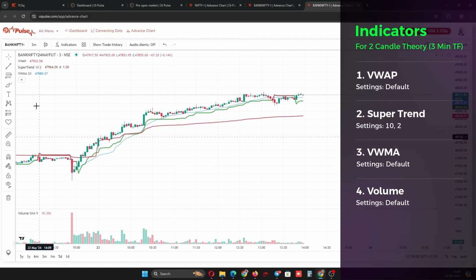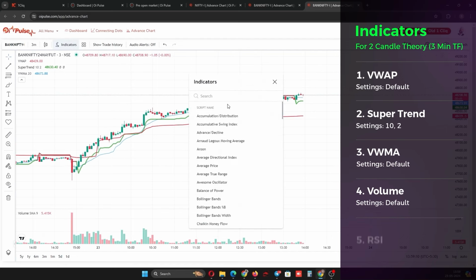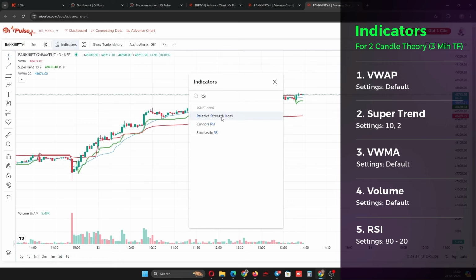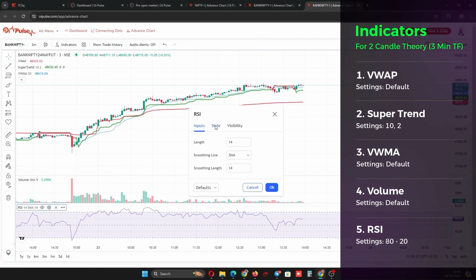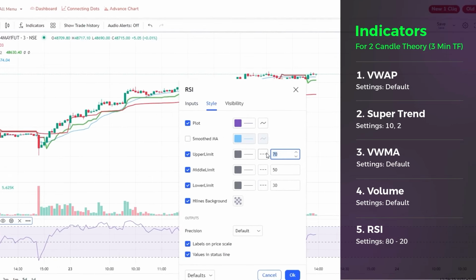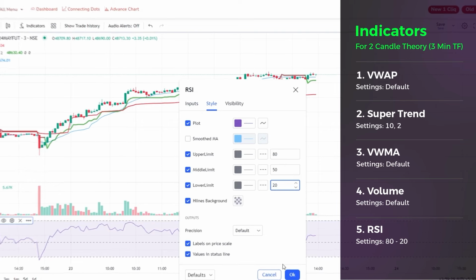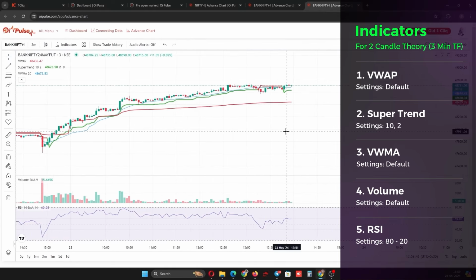We will add the next indicator, that is RSI. In RSI, for the overbought zone and oversold zone, what we will be using is 80-20. So we will change that to 80-20. The RSI setting is the default one which we will be using, that is 14 period RSI. And the time frame we will be using is the 3-minute time frame.